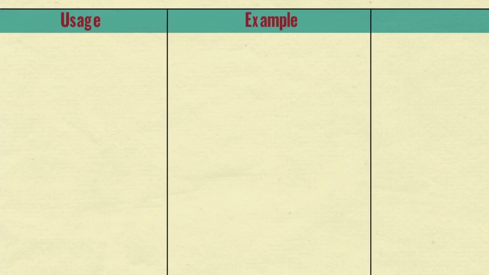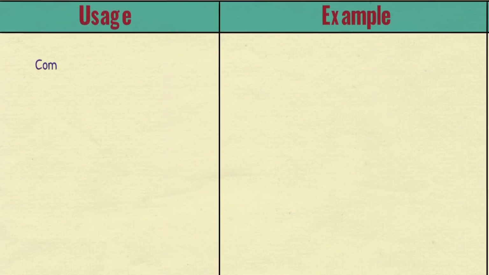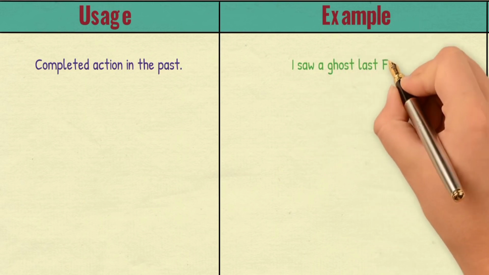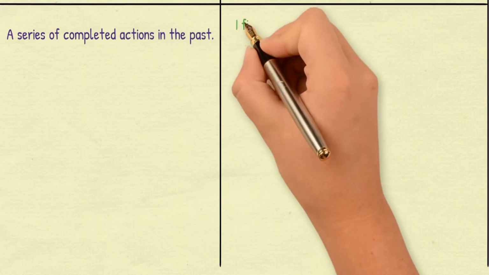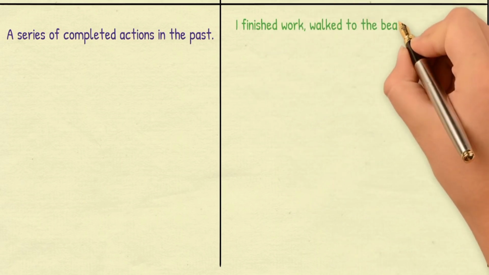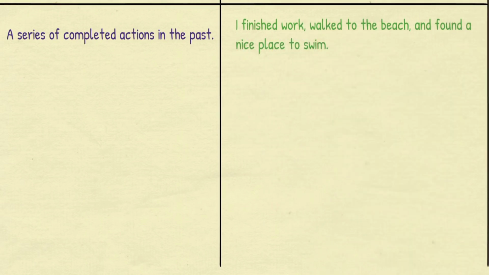Usage. Example. Completed action in the past: I saw a ghost last Friday. A series of completed actions in the past: I finished work, walked to the beach, and found a nice place to swim.